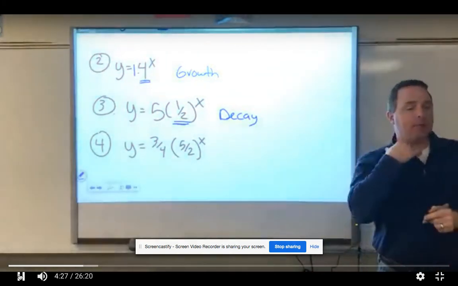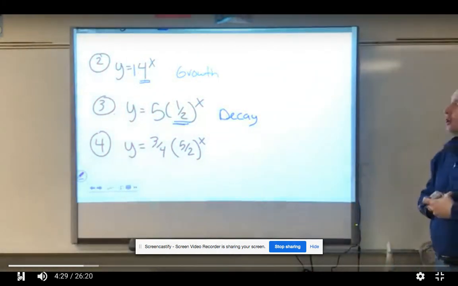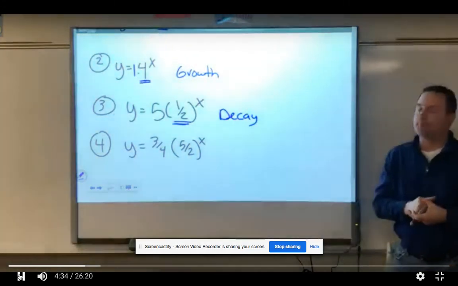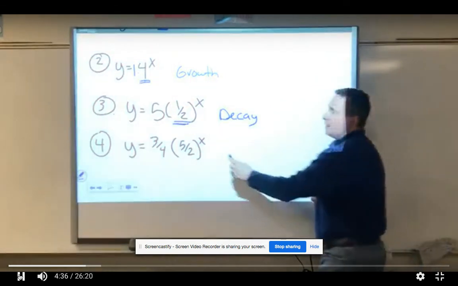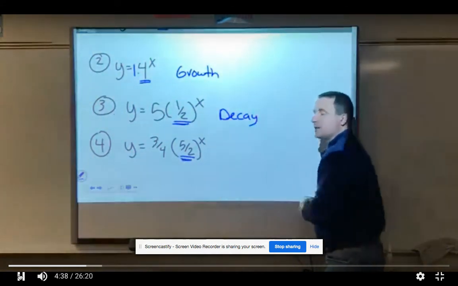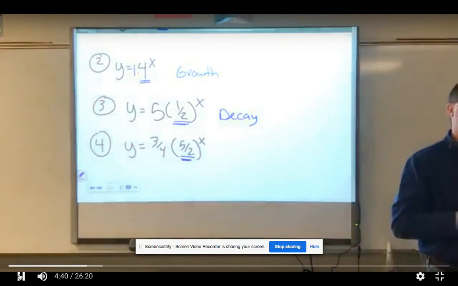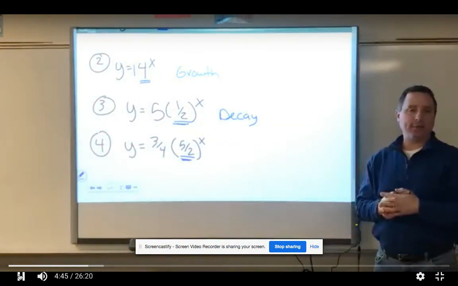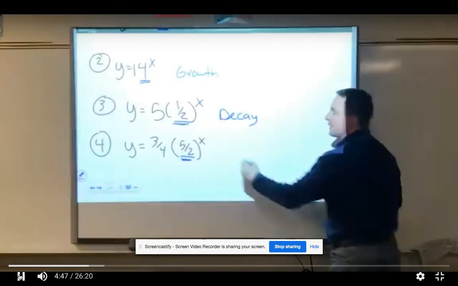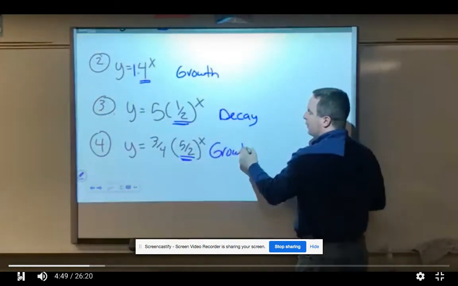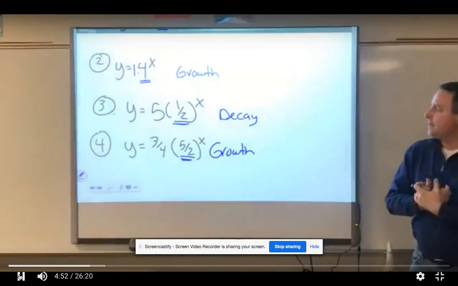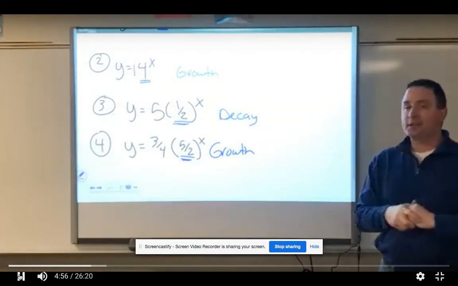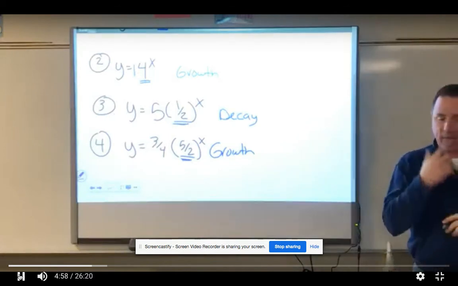And oftentimes people think, well, if that b is a decimal or a fraction, it's automatically decay. Well, a lot of times it is. But look at this one right here: 5/2. It's a fraction, but is that fraction less than 1? No, 5/2 is actually 2.5, which is bigger than 1, which makes this one exponential growth as well. So again, we can look at the equations of the graphs to determine if it's exponential growth or decay.